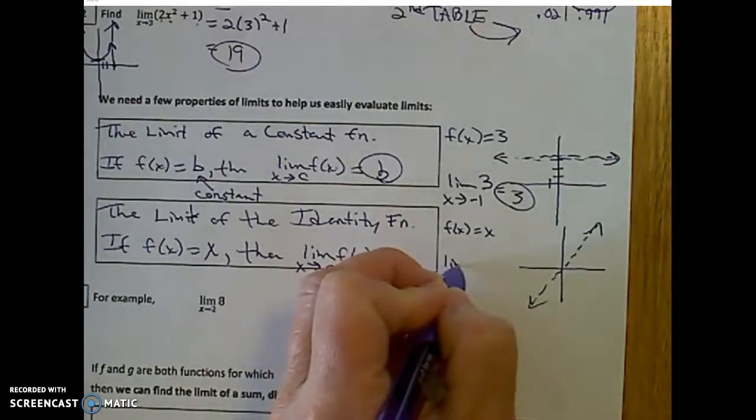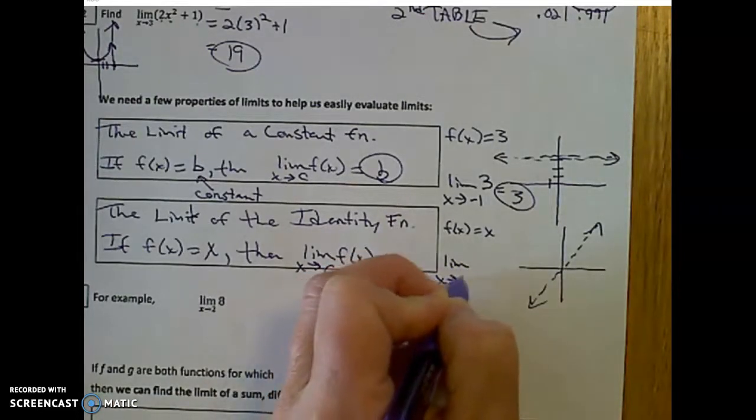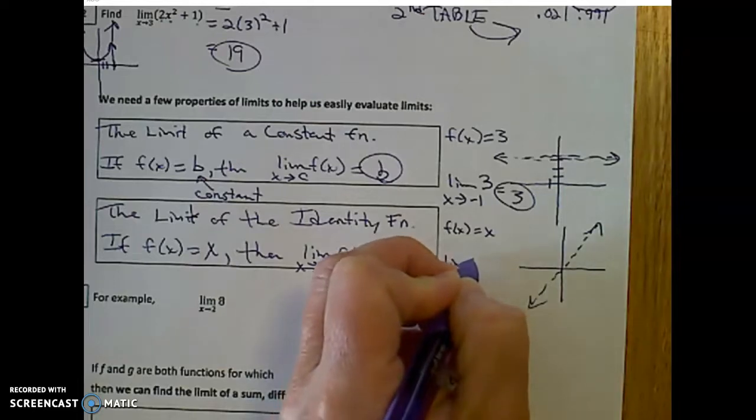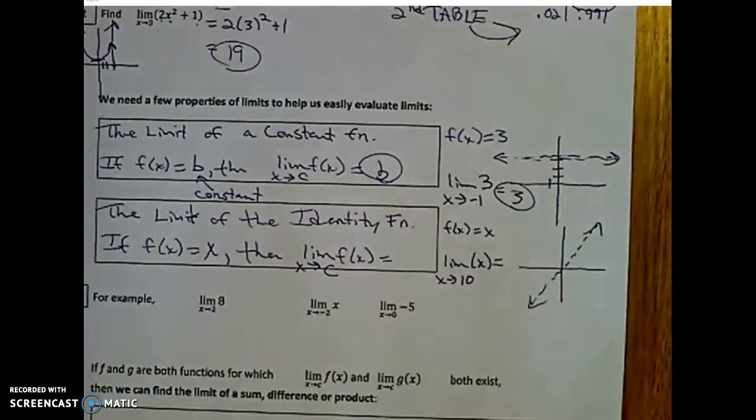Okay, here's an example of that. Let's find the limit as x values approach 10 of that identity function x.